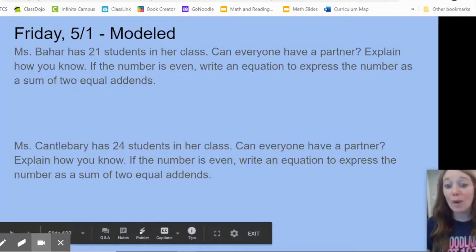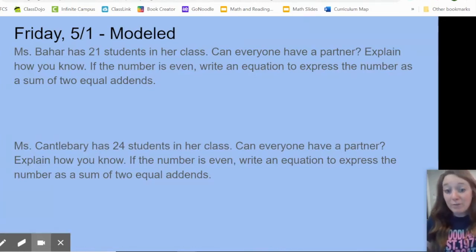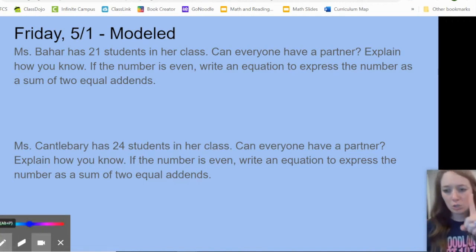Miss Bahar has 21 students in her class. Can everyone have a partner? Explain how you know. If the number is even, write an equation to express the number as a sum of 2 equal addends. Okay, so she has 21 students in her class. Let's see. I remember from the first slide that if a number has a 1 in the ones place, it is odd. So I'm assuming this is odd, but I'm still going to prove it just to make sure.